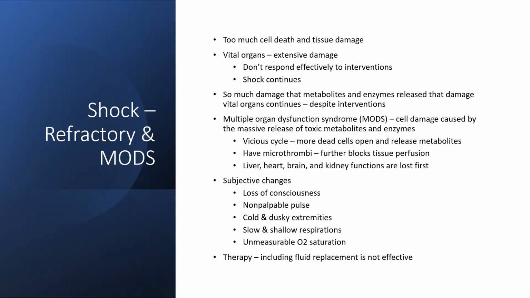There's so much damage that the metabolites and enzymes that are released damage vital organs. The damage to the vital organs continues. Those metabolites and enzymes are released with cell damage and anaerobic metabolism, despite interventions. So multiple organ dysfunction syndrome: that damage to the organs is caused by the massive release of toxic metabolites, as stated above, and those enzymes. So it's a vicious cycle. The more the dead cells open, the more they release metabolites. The liver, heart, brain, and kidney functions are lost first.